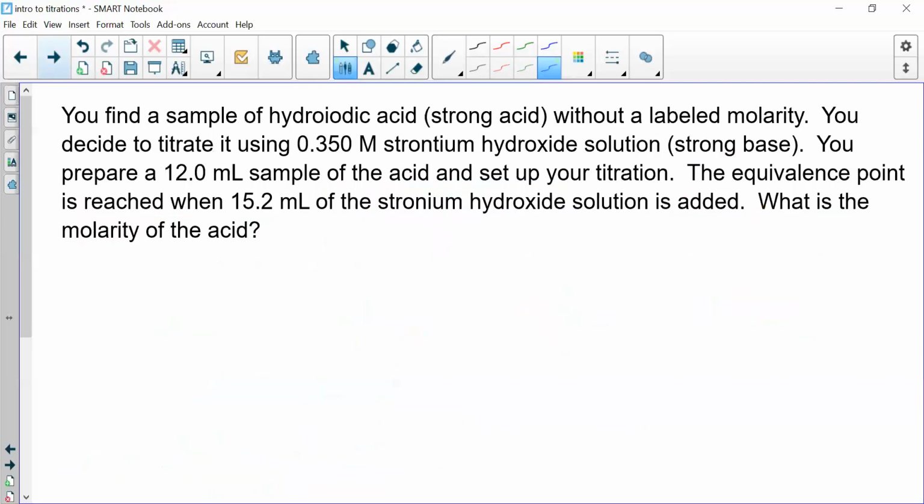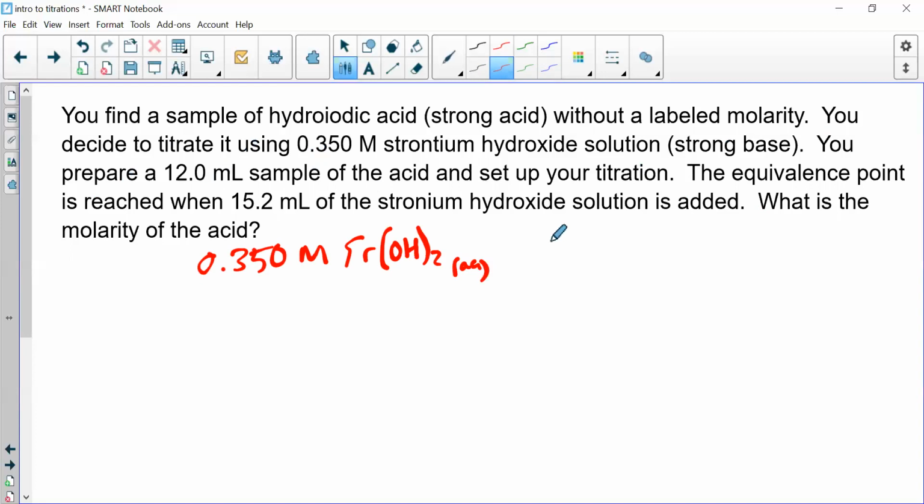Let's do one more. So here I have a sample of hydroiodic acid, which is a strong acid. So that's my first puzzle piece. Well, actually, it's not a puzzle piece yet because I have no data. You decide to titrate it using 0.350 molar strontium hydroxide, strong base.